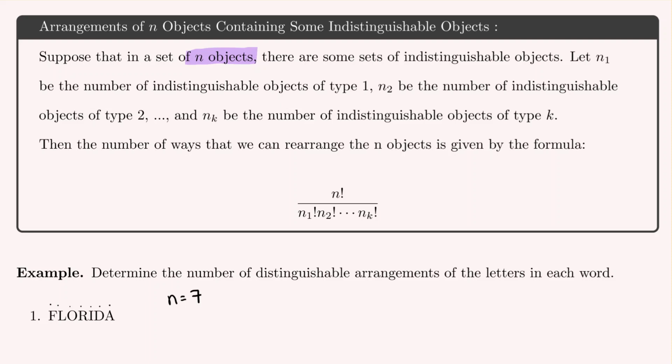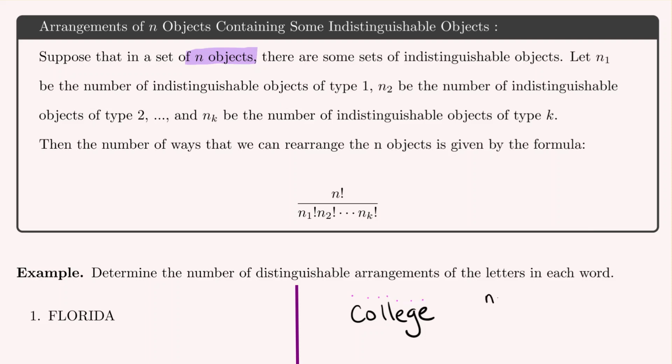Now, in the set of n objects, in this example, some of the objects are going to be repeated and some are not repeated. Now, for the letters of Florida, no letter is repeated more than once. But maybe Florida's not the best example since it doesn't have common letters. So instead of Florida, let's use the word college as our example. So in the word college, I count the number of letters that are given. 1, 2, 3, 4, 5, 6, 7.